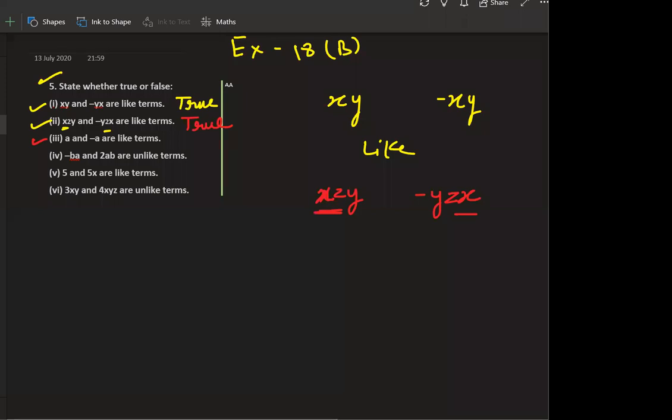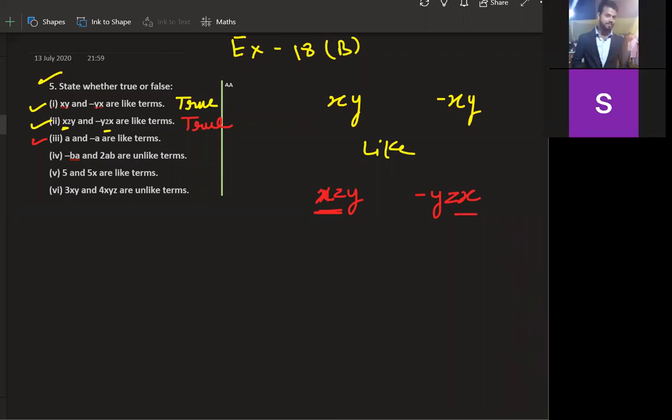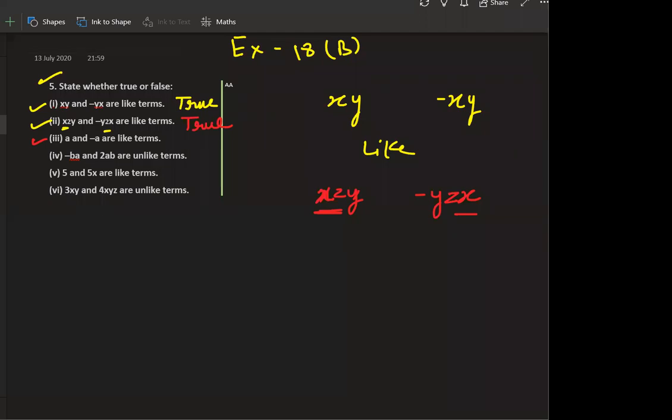Third, a and minus a are like terms. A and minus a. Of course, they are like because they are the same variable. That is why they are like terms. So this is also a true statement.